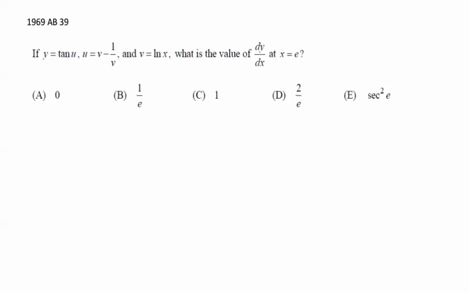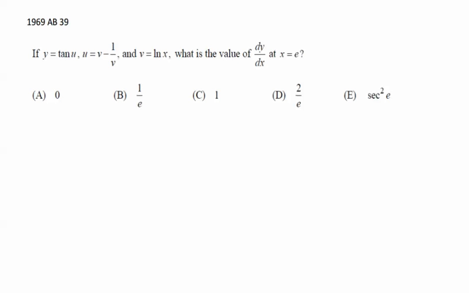Okay, this problem can be a little challenging here, but it's meant to illustrate a couple of important points about the chain rule here. We have y is tan of u, u is v minus 1 over v, v is ln of x, and we're trying to find out what the derivative of y with respect to x is.